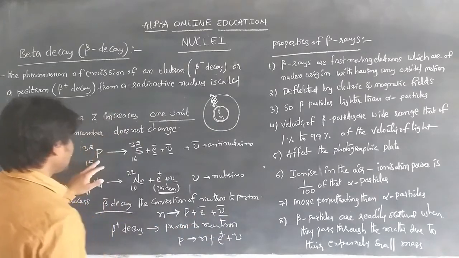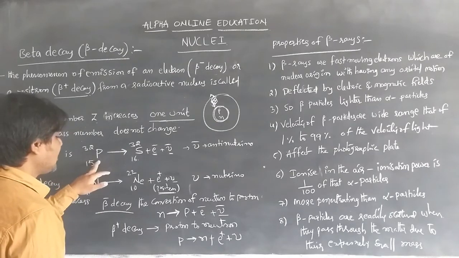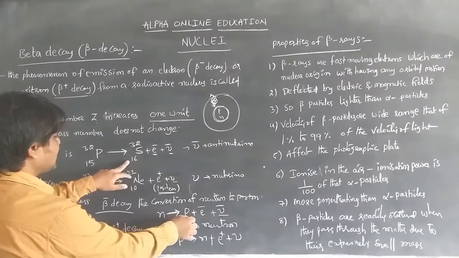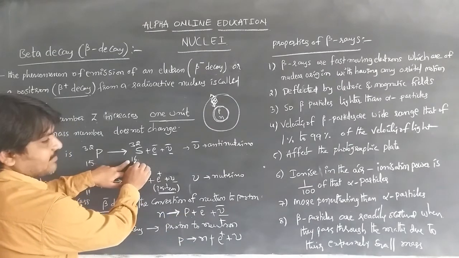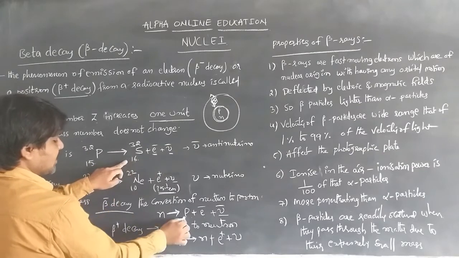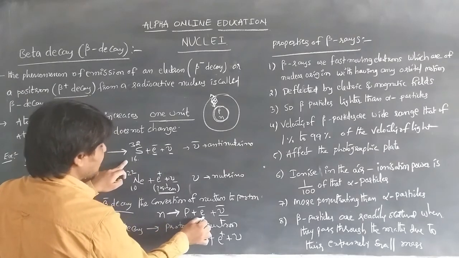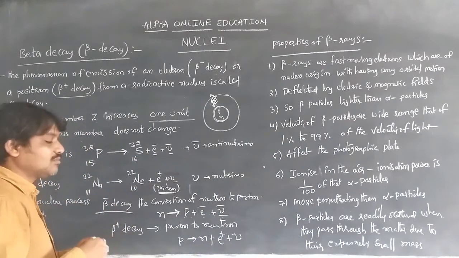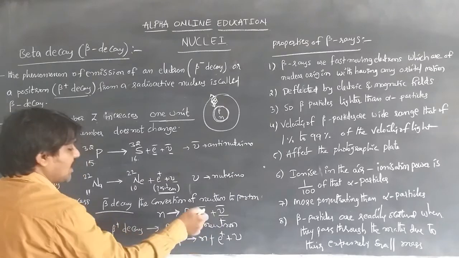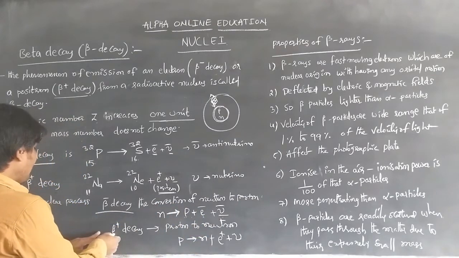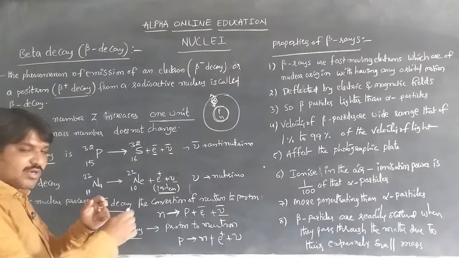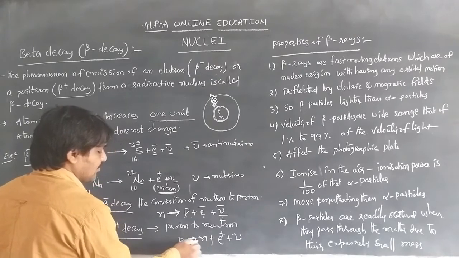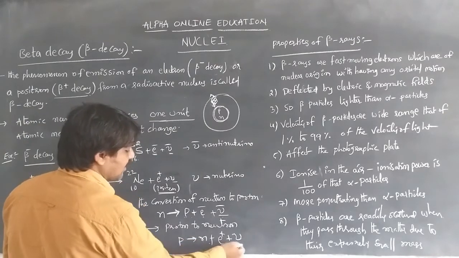So here the electron is emitted and an anti-neutrino is formed. In this case, by decaying, the neutron forms a proton as well as an anti-neutrino and an electron. And in beta plus decay, the proton is converted into a neutron, by emitting a positron and one neutrino.